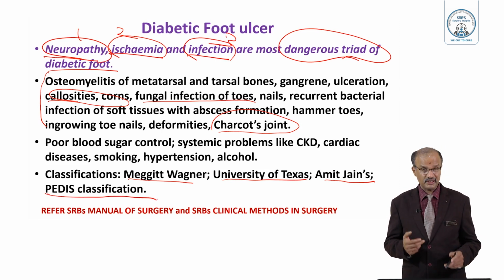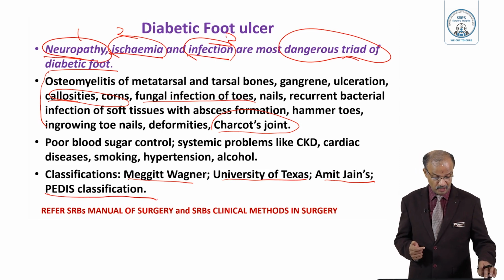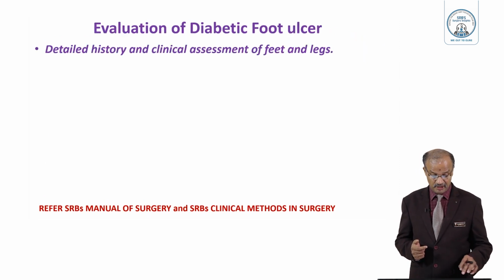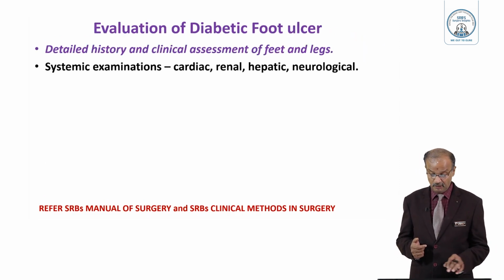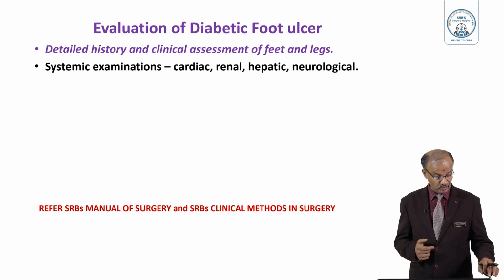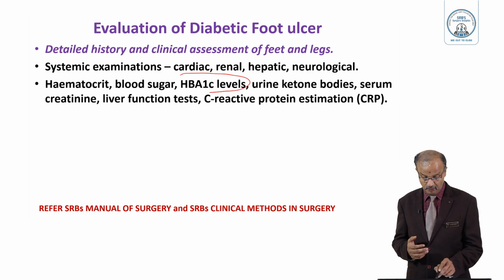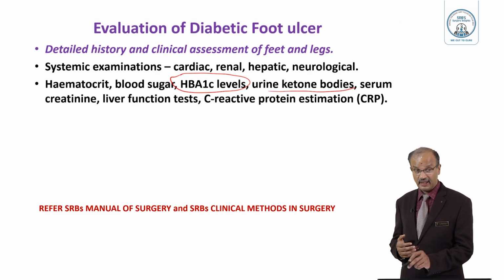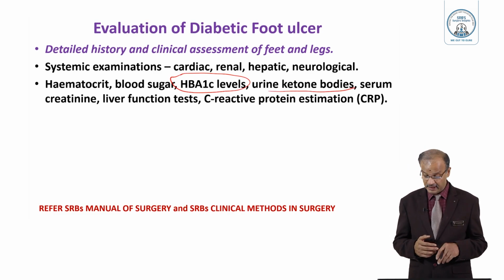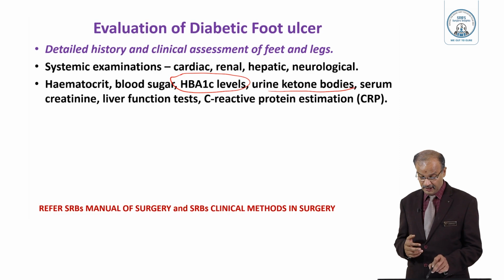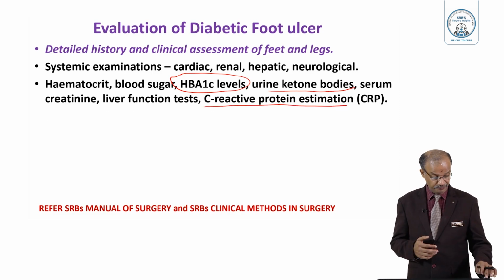That is Amit Jain's classification and management aspect in the diabetic ulcer, including amputation. The PEDIS classification is a very commonly asked question. You can go through my book. And evaluation is important, detailed history and assessment. Systemic: cardiac, renal, hepatic, neurological, because all systems are involved. Blood sugar, HbA1c, very, very important. Urine ketone bodies, again, identify the acute phase and severity. Serum creatinine, liver function, C-reactive protein, acute phase, again.